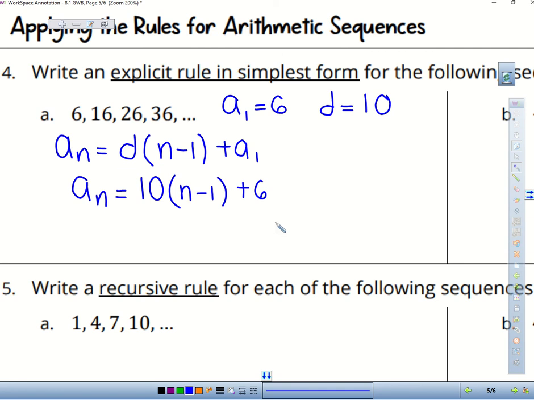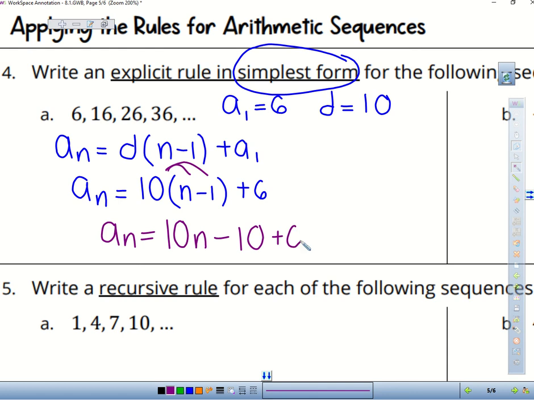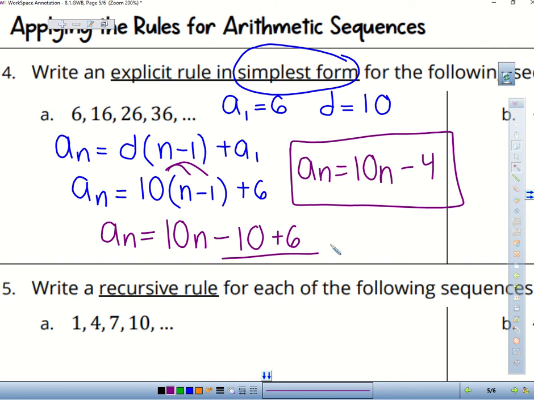And this would be fine to leave it as if you were just going to use it. But this question asks for simplest form, so we're going to need to simplify this by distributing the 10. And then combining like terms, which is going to give me a sub n is equal to 10n minus 4, right? So this means that if you wanted to know like the 45th term, you would plug in 45 for n and solve, and that would give you that term. Does that make sense?